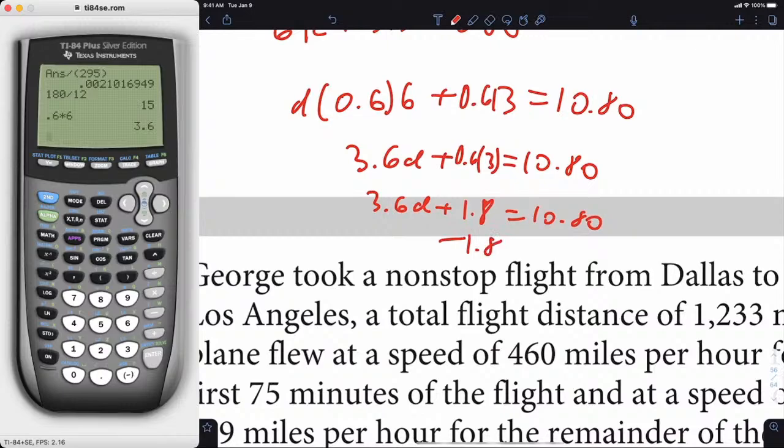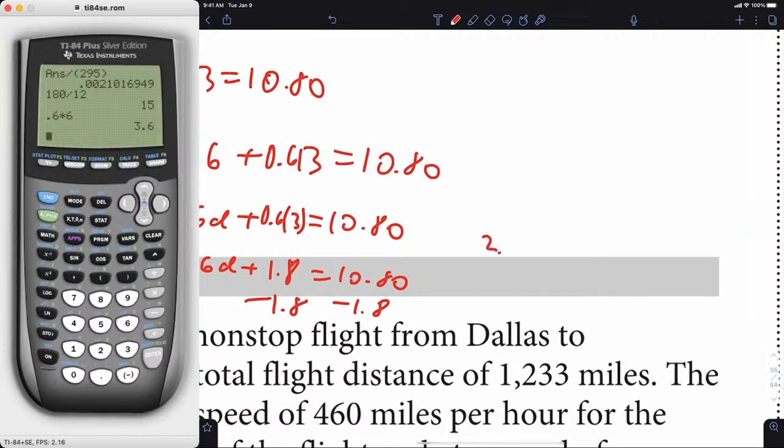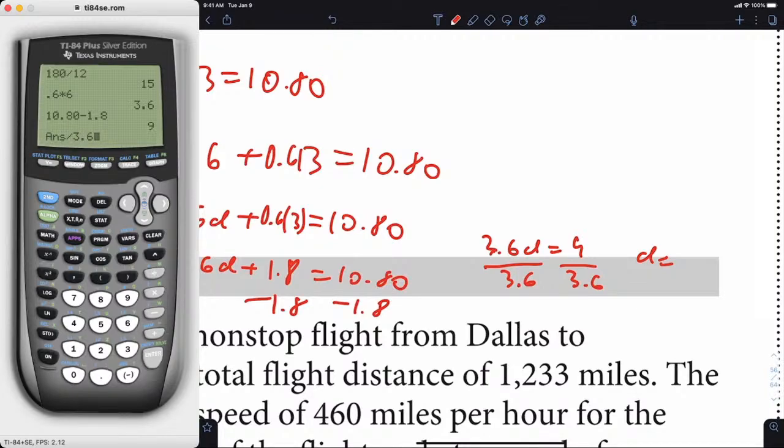Subtract 1.8 from both sides. I'll move over here. 10.80 minus 1.8 is 9. Divide by 3.6 on both sides to get D. D is 2.5.